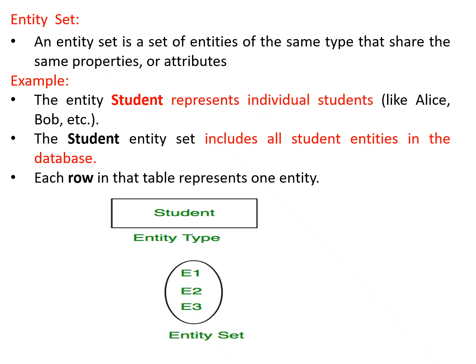What is an entity set? An entity set is a set of entities of the same type that share the same properties or attributes. For example, the entity student represents individual students like Alice, Bob, etc. That student entity set includes all the student entities in the database. Each row in that table represents one entity. So here student contains entities E1, E2, E3, which together we can call an entity set.